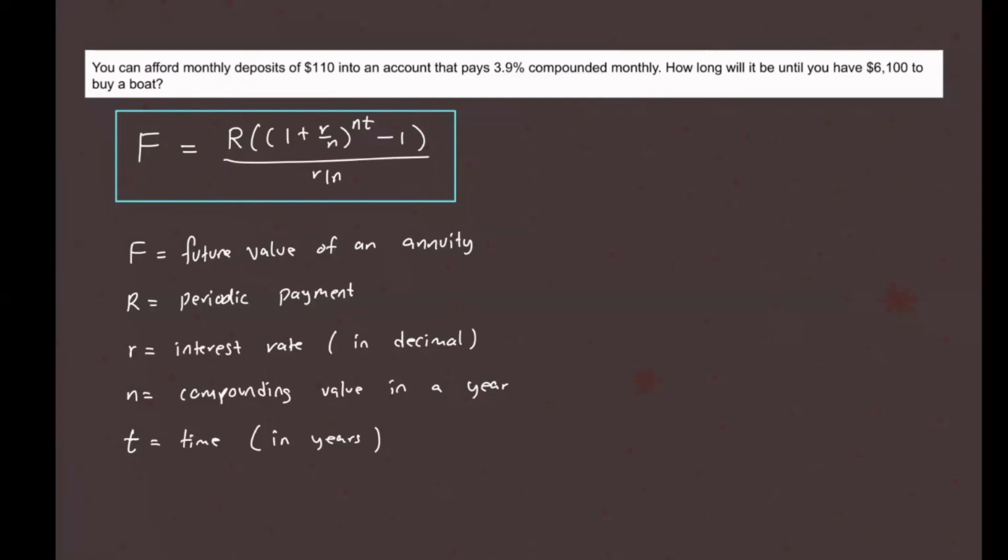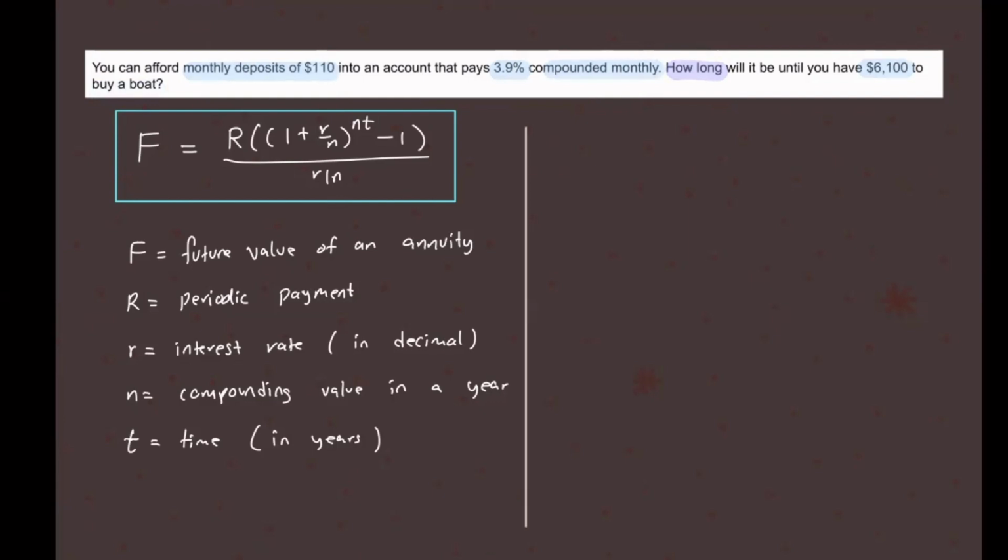So we want to know if you can afford monthly deposits of $110 into an account that pays 3.9% interest compounded monthly, how long will it take? How long will it be until you have $6,100 to buy a boat? Okay, all right, so that's the situation here. So let's write down what is given.